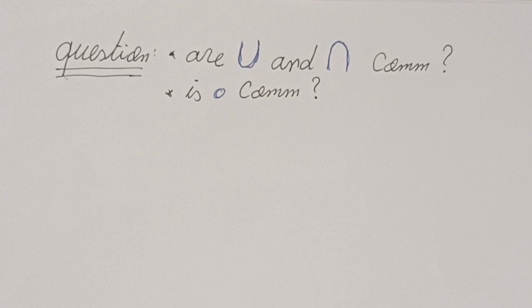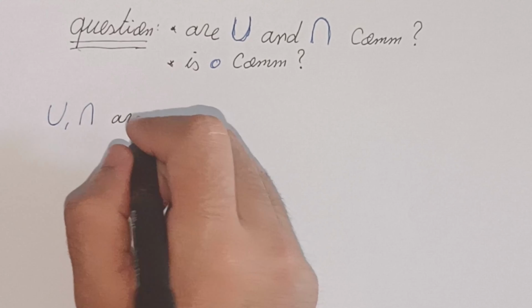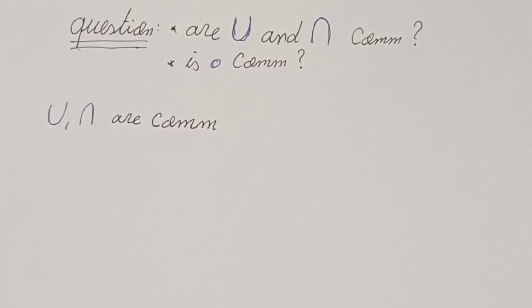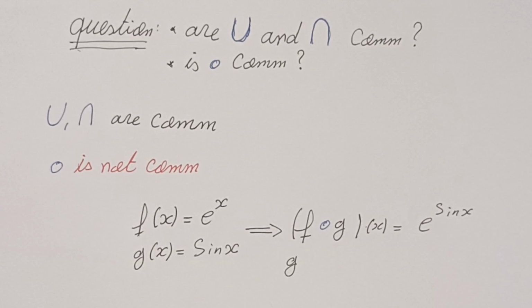Here is a practice question for you. Are the union and intersection operations commutative? What about function composition? Pause the video and take your time solving this question before we proceed. The union, and so is the intersection, are order independent, meaning that they are commutative. The composition operation, on the other hand, is not commutative, as we can see in the following counterexample.